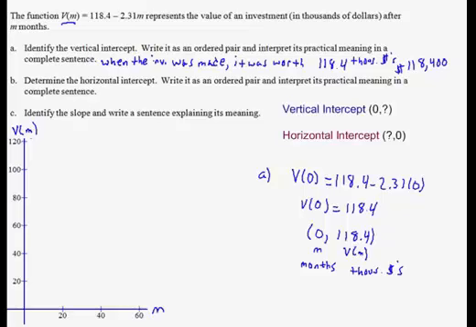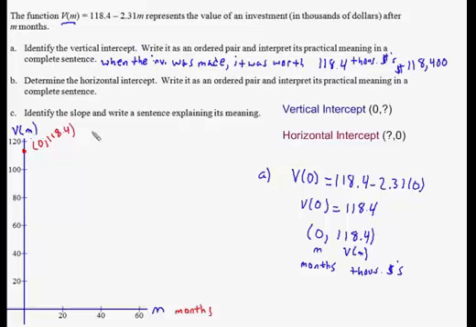So if you plotted that on the graph, that would be the point right here, 0, about 118. So somewhere around there, you'd have a point. That would be your starting value, if you will. At time 0, you're at $118.4 thousand. So remember, this is in thousands and this is in months. Don't quite have enough room to squeeze in the fact that this is in thousands of dollars.